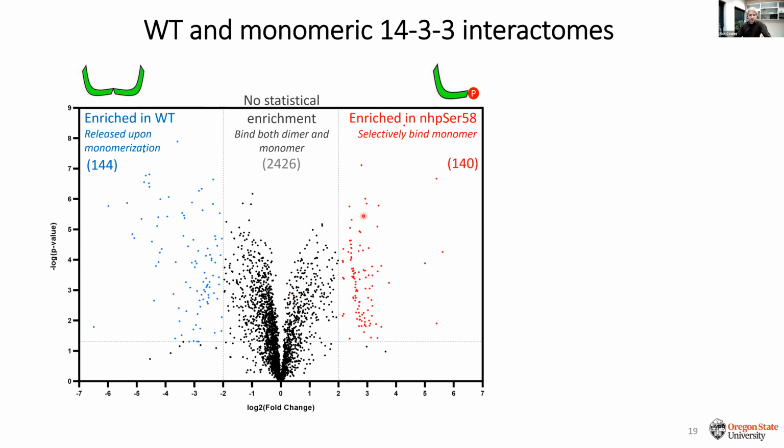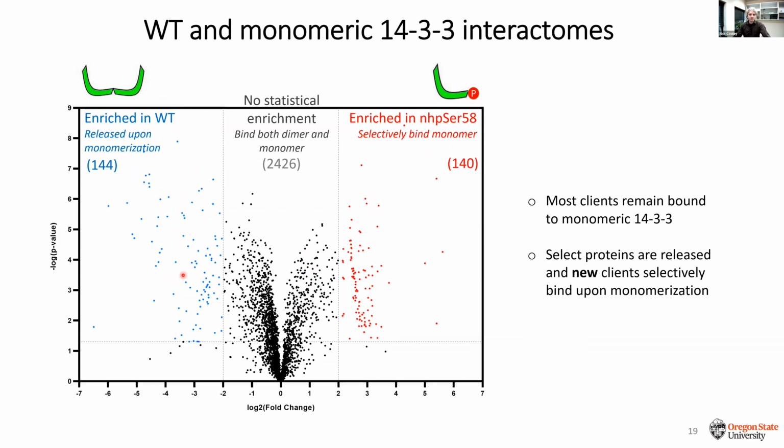But we were able to identify 140 new proteins that selectively bound to the monomer, which people have not seen. No one has really identified any proteins that selectively bind to this monomer, but now we have 140 that do. And also there were a select few, 144 proteins, that only bound to the wild type protein. Another way to think about it is these are proteins that are released upon monomerization. We are really excited about these results because it's the first time we've been able to show that clients still bind to the monomeric 14-3-3, but at the same time, select populations get released upon monomerization and some select population of proteins will now selectively bind to the monomer.